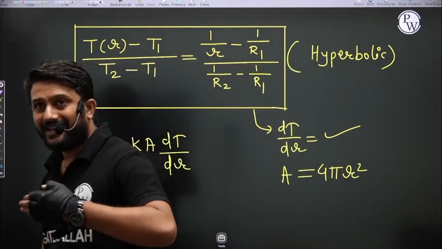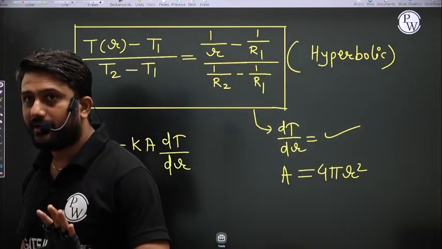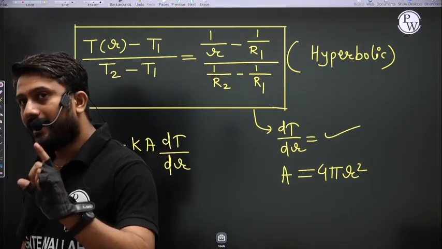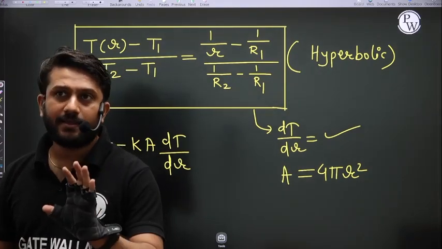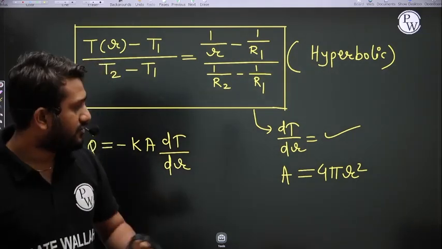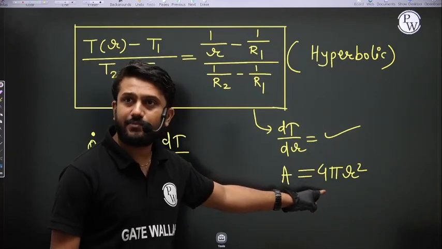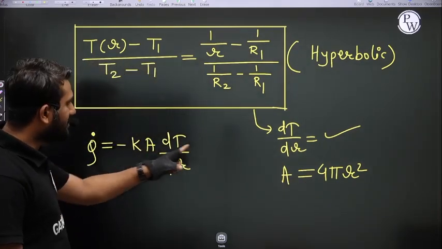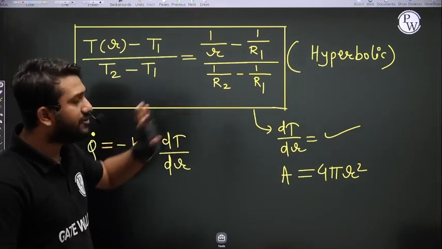At a radial distance r, I am considering a small elemental area, right? And the conduction heat transfer occurs from the surface area of that small elemental area, right? So what is the surface area of that small elemental area? That is 4 pi r square. Okay, so A is 4 pi r square. dT by dr you are calculating from here.